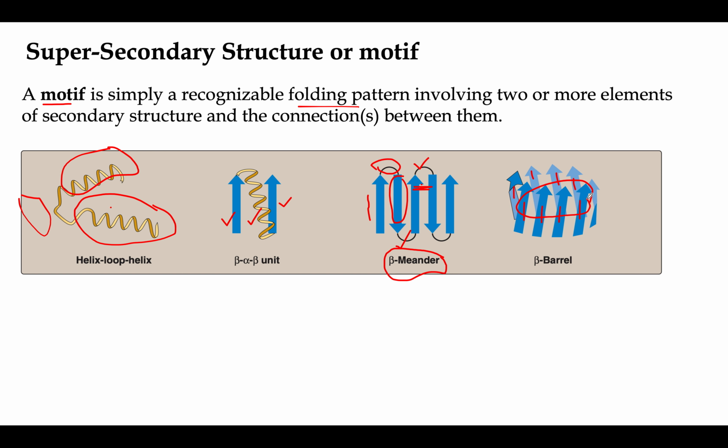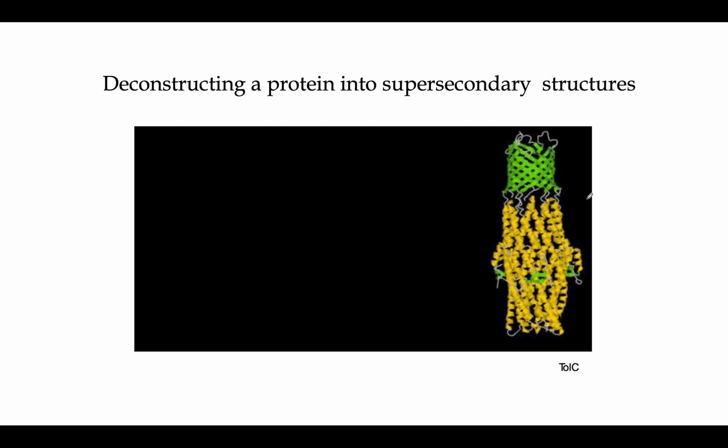And this will become more clear as we go into the higher orders of protein structure in the next lecture, that is tertiary structure and quaternary structure. But what I want to do here is to deconstruct a protein and show you what is the importance of supersecondary structure. So this is a protein, a channel protein. That means it's a transmembrane protein present in E. coli, and this particular protein is called TolC. Doesn't matter what it is called, but this is the structure of the complete protein that is shown here.